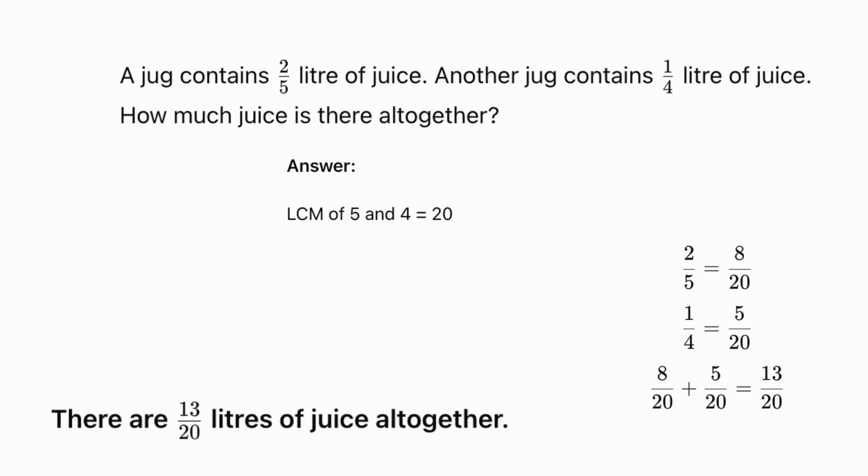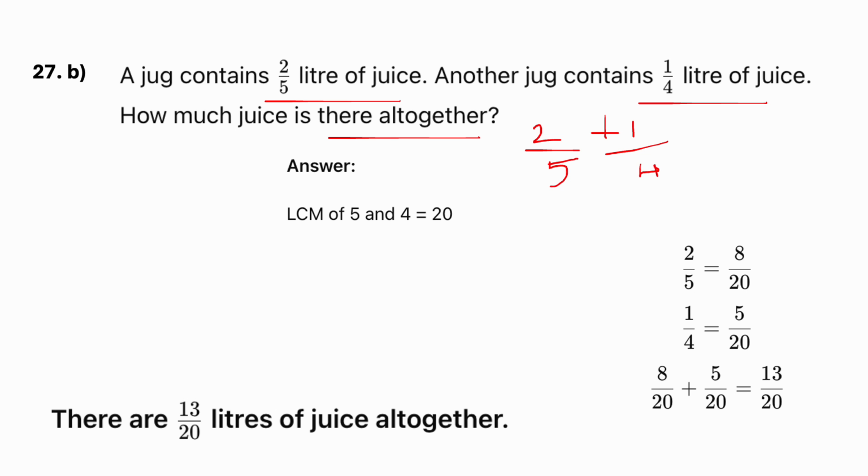Then its second part. Next one, a jug contains 2 by 5 liter of juice. Another jug contains 1 by 4 liter of juice. How much juice is there altogether? So, total 2 by 5 plus 1 by 4. See here, denominators are different. So, you have to take LCM. LCM of 5 and 4 is 20. So, you have to find equivalent fractions for 2 by 5 and 1 by 4 such that the denominator is 20.